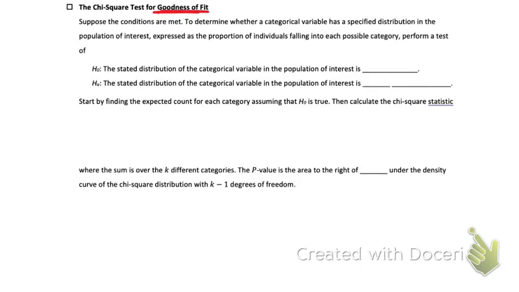Chi-squared goodness of fit test. You will actually find this under GOF in your calculator. Chi-squared GOF. Don't go there now. The null hypothesis will always be that the stated distribution is correct. The alternative will be that the stated distribution is not correct, or incorrect. You can write either word, they're the same thing.